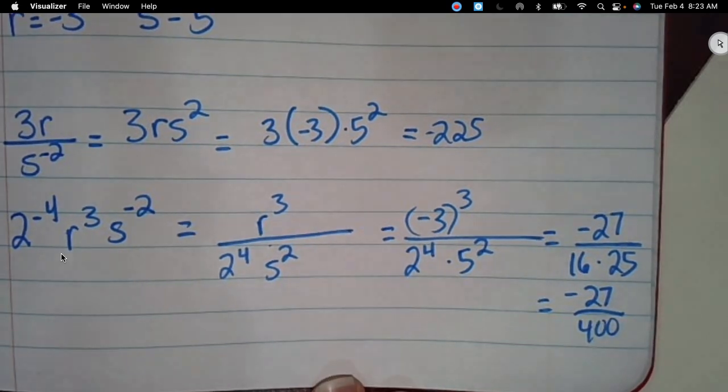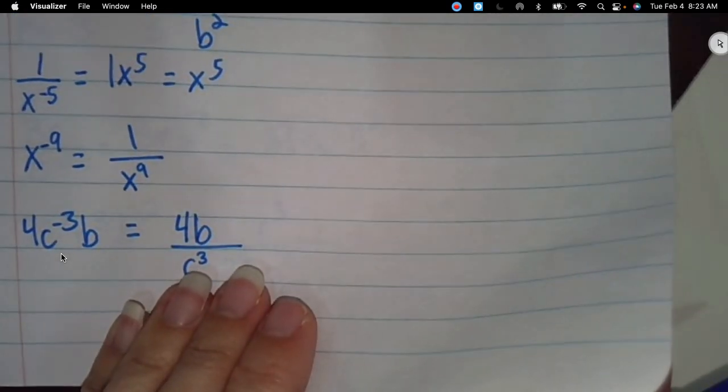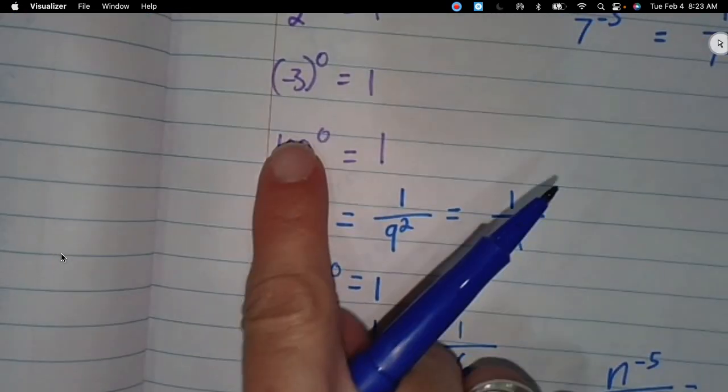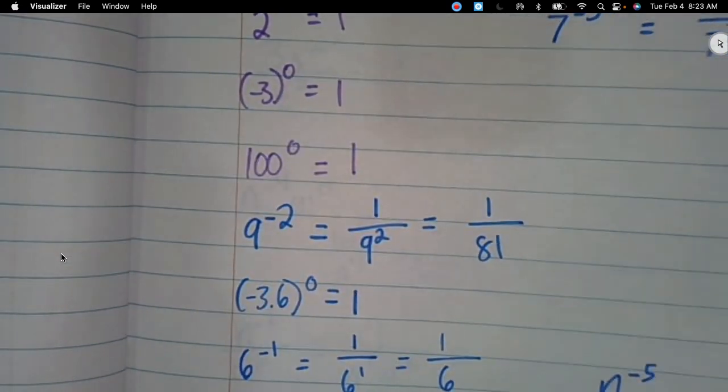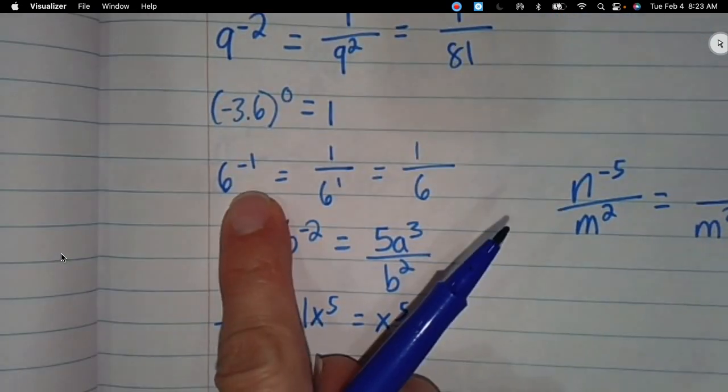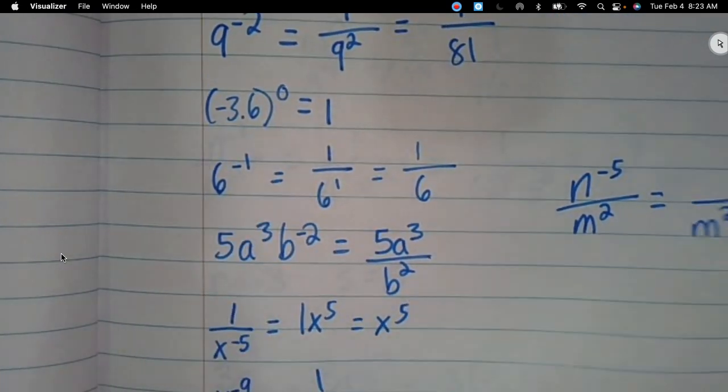All right? I don't know if I have a problem like that. Oh yeah, like right here. Like negative 3, I don't move that. That's a negative number. Okay? A negative exponent is like this. That's when you move it.